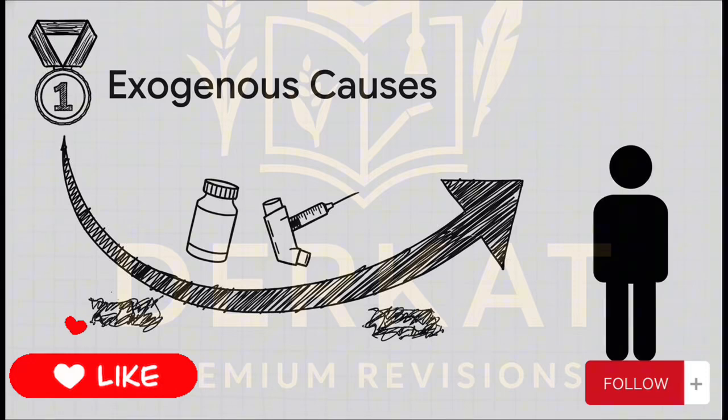But hold on. Before we even dive into what the body's doing wrong, we have to talk about the number one cause of Cushing syndrome. And it's not even close. It's exogenous, meaning it's coming from the outside. We're talking about medications. Long-term use of steroids like prednisolone is by a massive margin the main culprit.